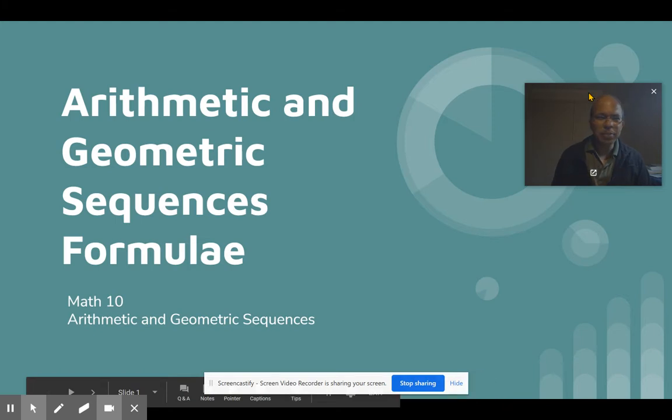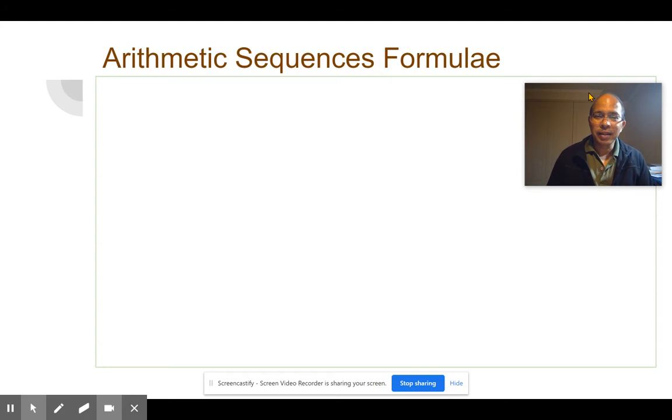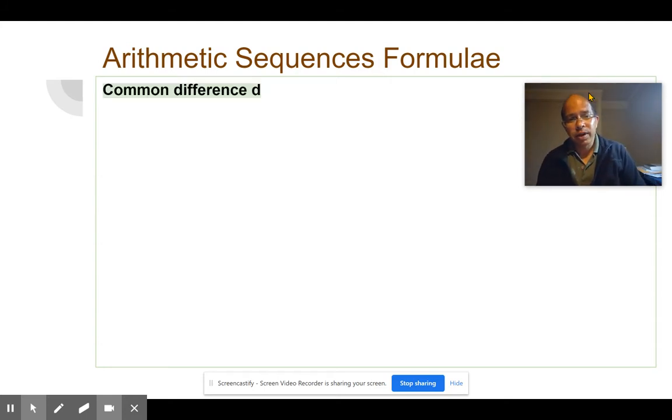We're going to talk about arithmetic and geometric sequences formulae. Firstly, arithmetic sequences formulae. So there are three formulae we use here.